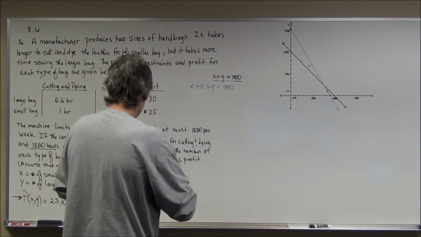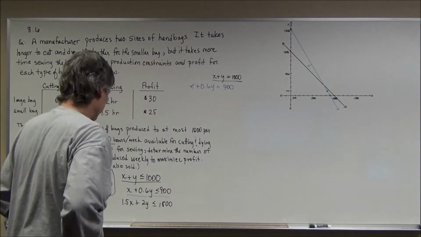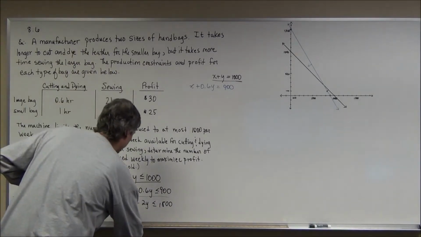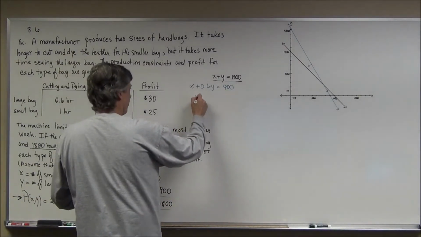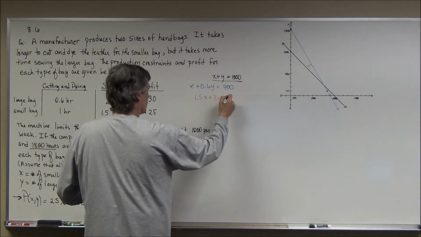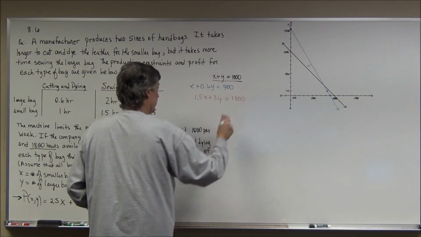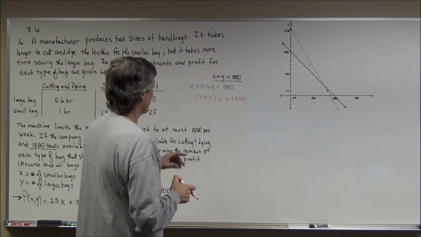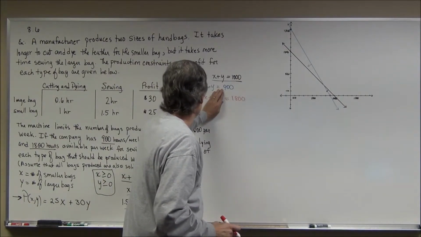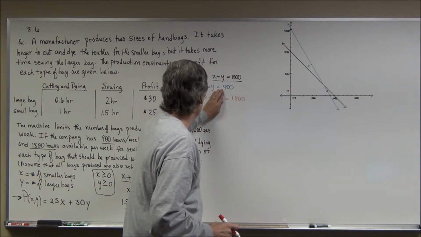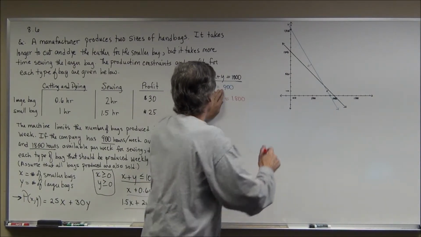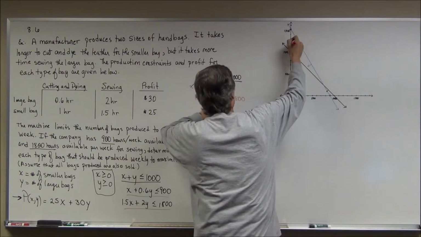And then the last one, I will do this one with a red pen and see if I can keep these straight. Therefore, let's see, 1.5x plus 2y is equal to 1,800. So again, let's find my x and y intercepts. If I find my x-intercept, y is 0. So I have to divide, let's see, 1.5 would go in 1,200 times, if I'm not mistaken.